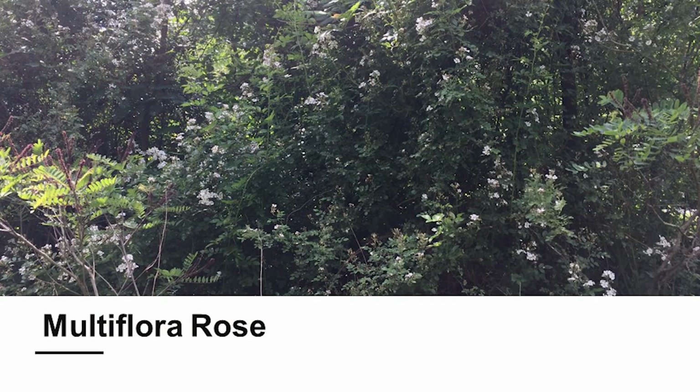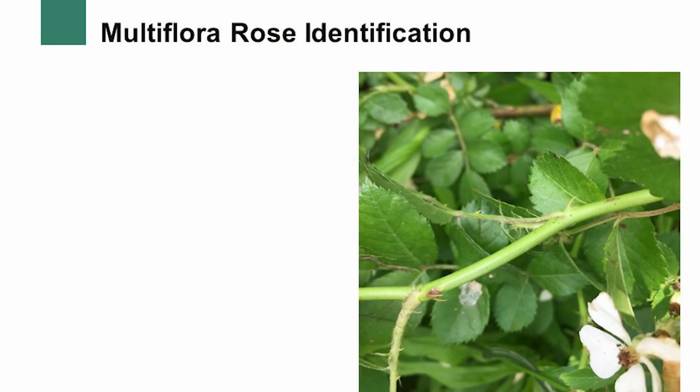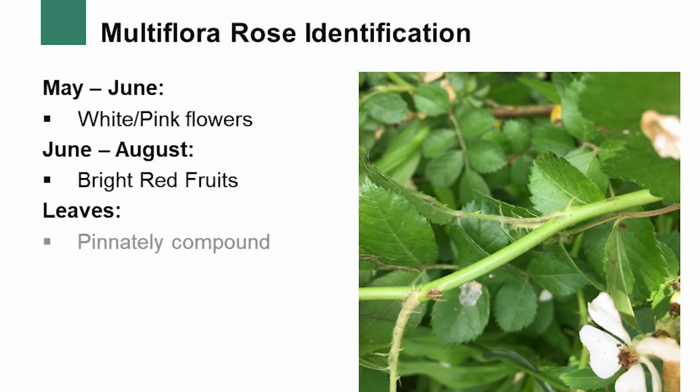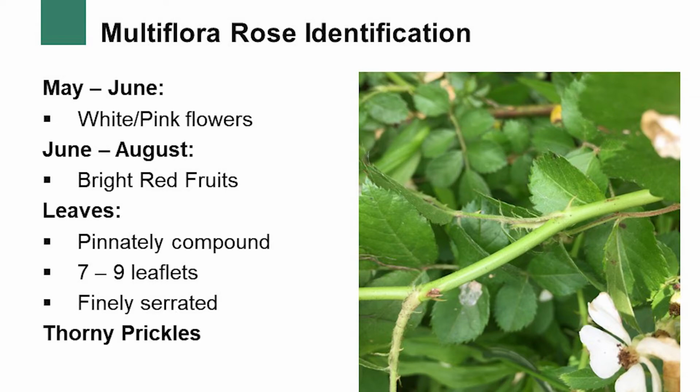Multiflora rose is a woody shrub that has the capability of aggressive and nearly unstoppable growth. It spreads quickly and can be difficult to control due to the resulting thicket of thorns that develops. Identifying Multiflora rose is easy in May and June due to its white and pink flowers. In the summer, from June to August, bright red fruits, or rose hips, appear as well. The leaves are pinnately compound with 7 to 9 leaflets that are finely toothed or serrated. Multiflora rose is also known for having curved, thorny prickles.